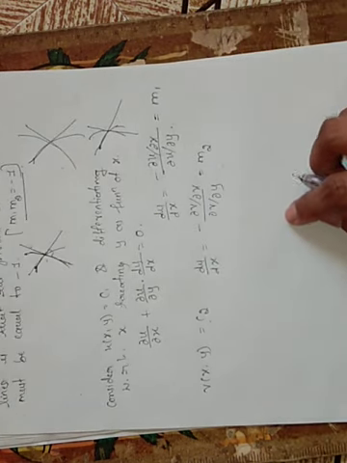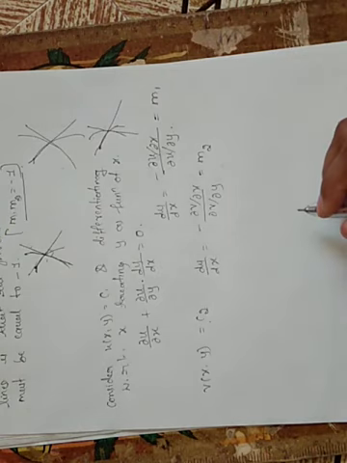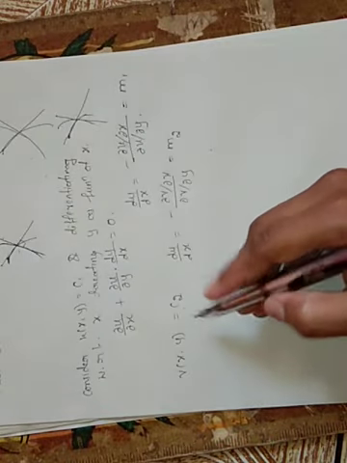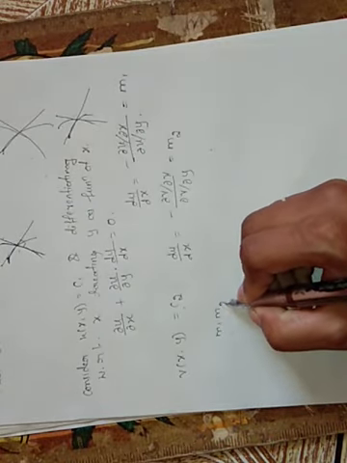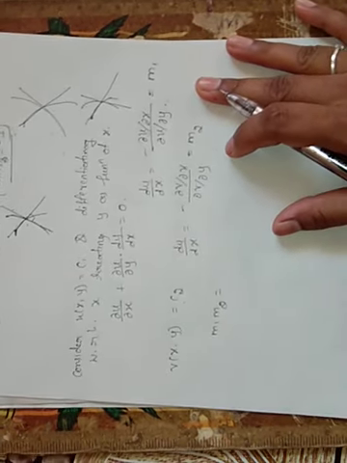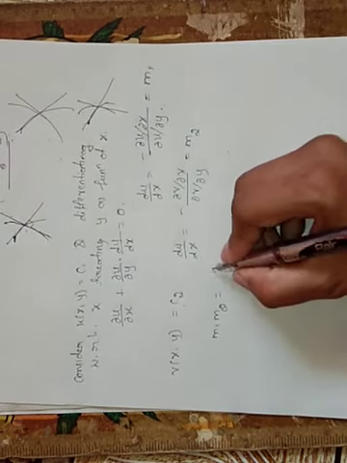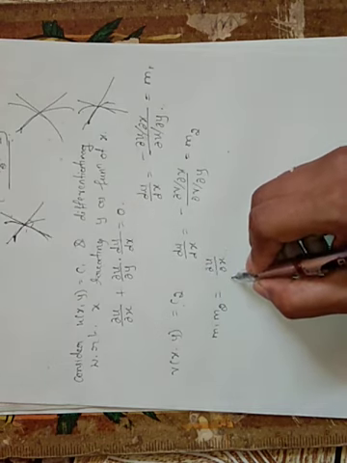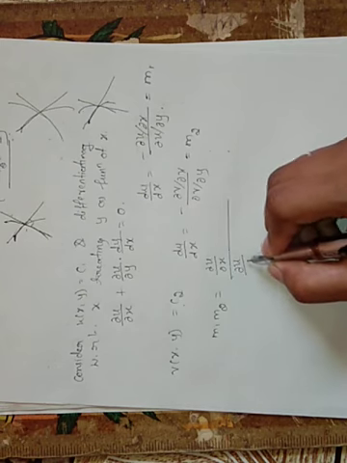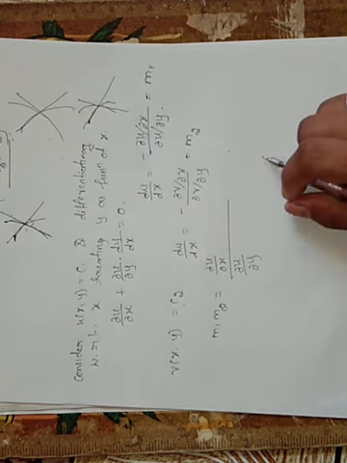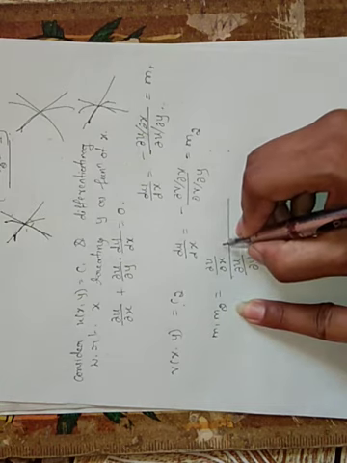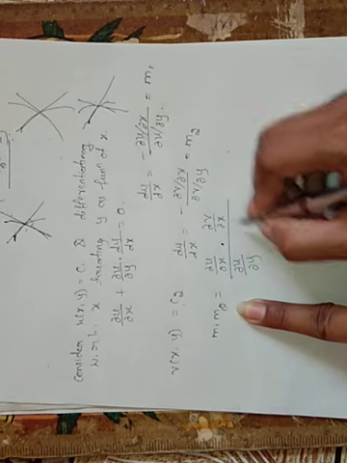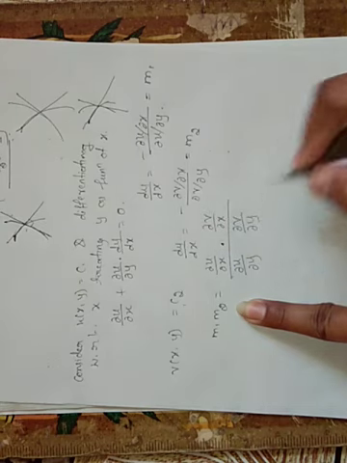So now we know that these two are m1 and m2, and I am going to prove that m1 into m2 equal to minus 1. So I am going to consider m1 and m2. m1 into m2 is equal to, here we know that m1 is dou u by dou x divided by dou u by dou y, into m2 equal to dou v by dou x divided by dou v by dou y.